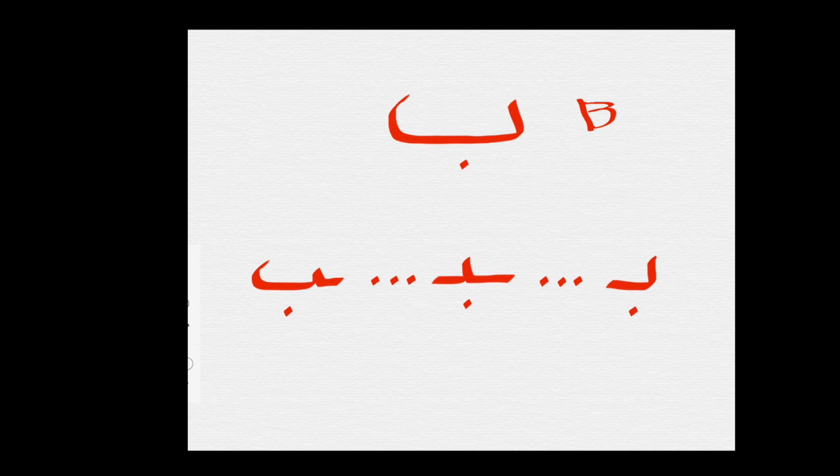Today we'll start with the letter ba. As you may guess from the name, this is the Arabic equivalent of the letter B in English. It is also used as P when writing foreign words and names, because Arabic natively doesn't have the P sound, so B is the closest.